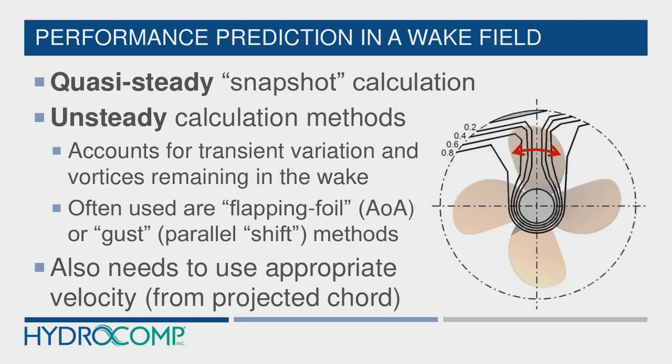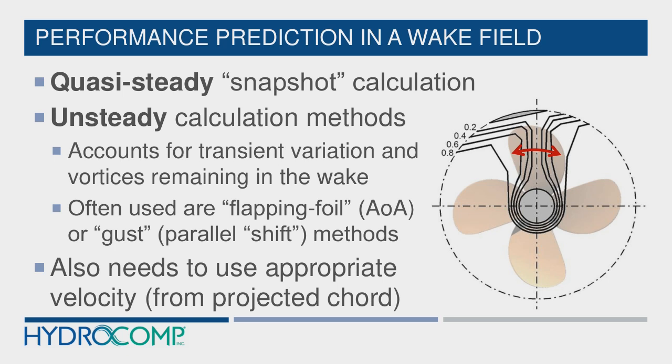So when we're doing performance predictions, calculations of a propeller in a wake field, there are a couple of different approaches we can take to determine the unsteady performance. Remember, we had the steady mean performance. Now we're looking at the unsteady performance. The first is what's called quasi-steady. That really is just a snapshot of what the steady performance would look like at this position with these local velocities.